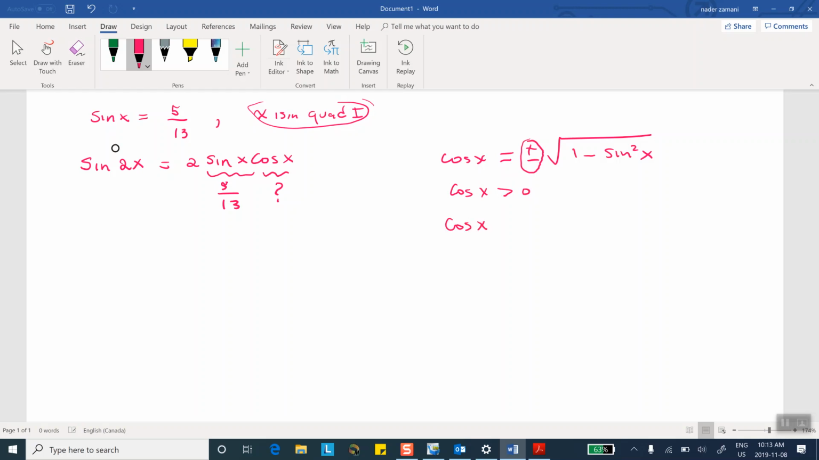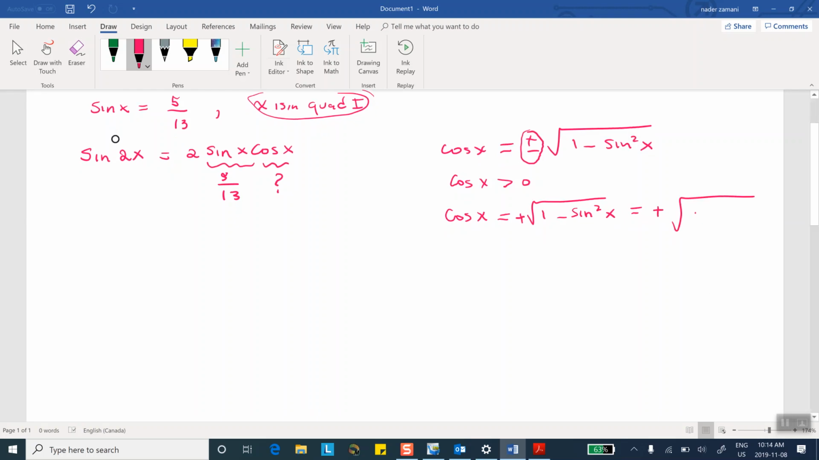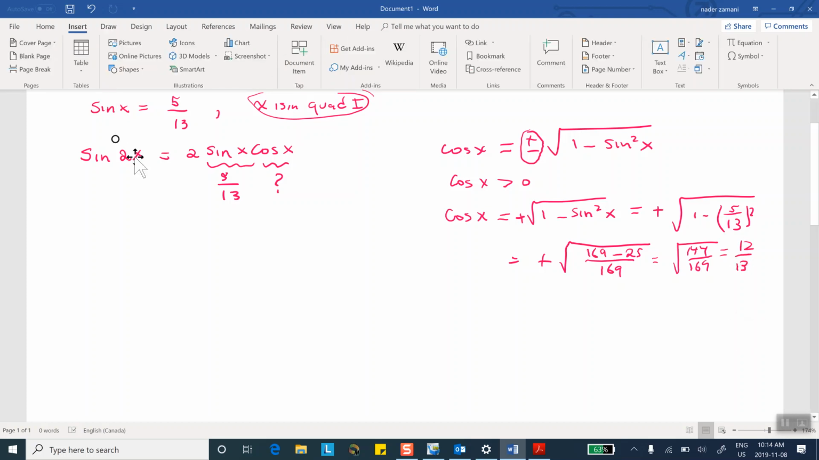Therefore, cosine of x is equal to plus square root of 1 minus sine squared, and we plug it in, plus square root of 1 minus 5 over 13 squared. Please do the arithmetic yourself. This is going to be plus root of, the top is 169 minus 25 over 169, and up there we have 144 divided by 169, which is 12 over 13. Okay. All right, so this number here is 12 over 13.